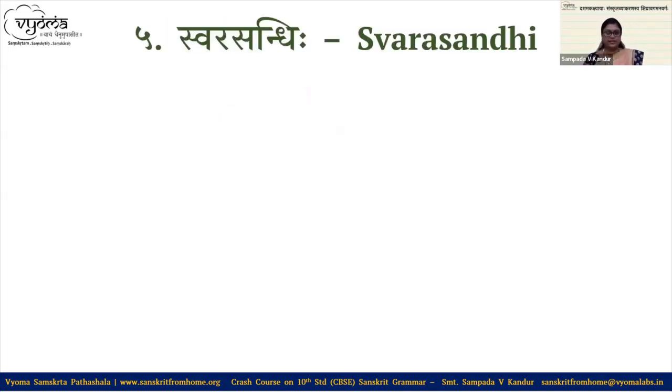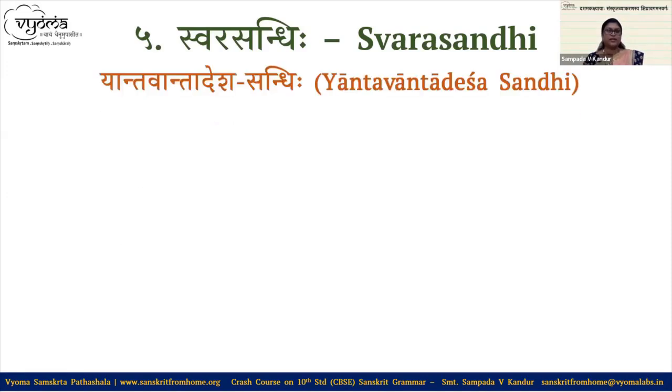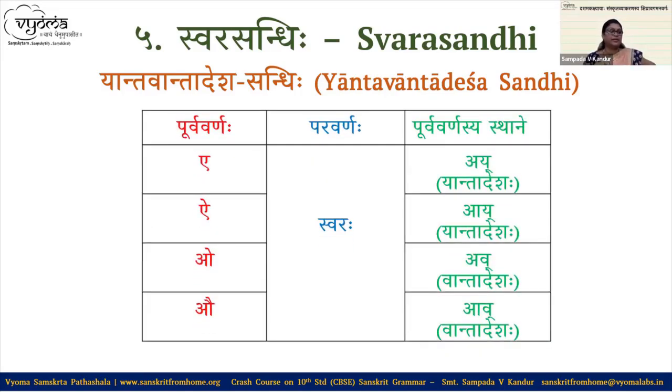Yes. Let's go next. Now, last part of Swara Sandhi. Yanta Vanta Desha Sandhi. This name you should remember. If you don't remember the name, you will not remember the rules of Sandhi. So, the name is so interesting, no? Yanta Vanta. So, Ya Anta, Va Anta. Yanta is Aya Aya. Vanta is Ava Ava. The name itself will tell you what the rules of Sandhi are.